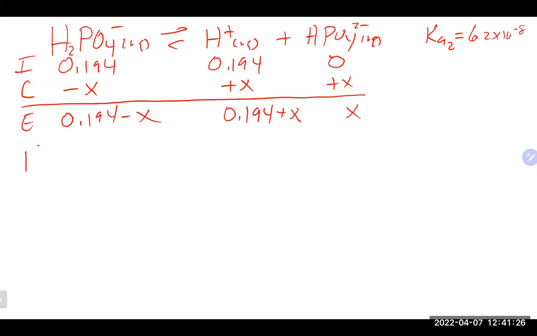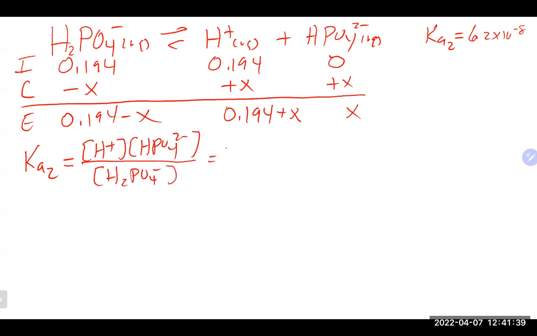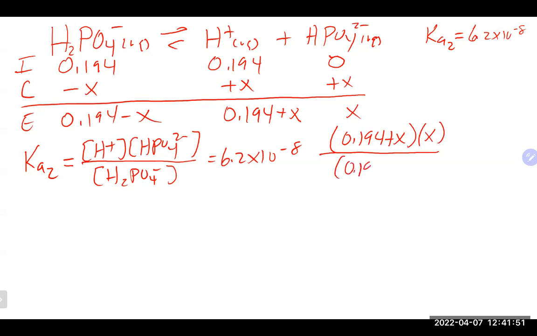This is going to go into our Ka2 expression, which is our H plus times our HPO4 2 minus, divided by our H2PO4 minus, and that will equal 6.2 times 10 to the minus 8. Putting in our values gives us 0.194 plus x up on top times x, divided by 0.194 minus x on the bottom. And that will equal 6.2 times 10 to the minus 8.